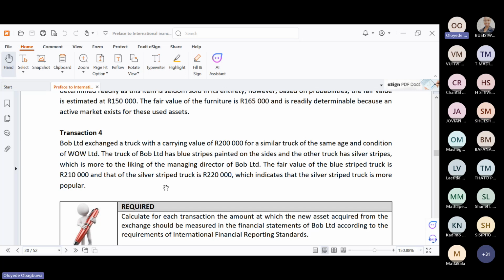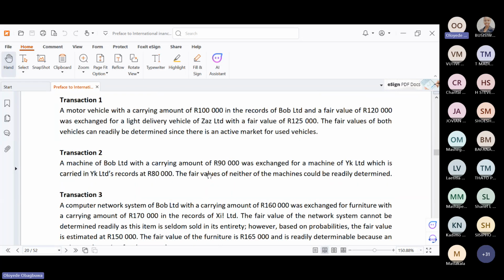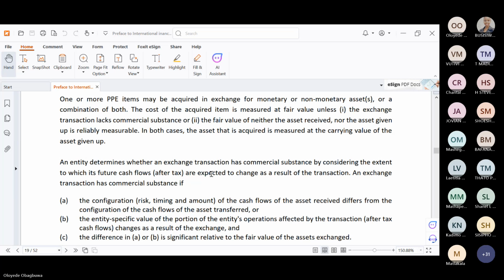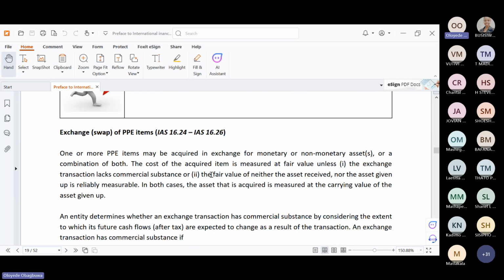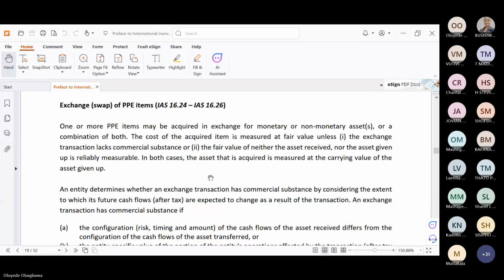What I want us to look at and emphasize is that these trucks are of the same age and they have the same condition. Yes, the stripes, the colors, the sticker you put by the side. One is blue, one is silver. But the same age and the same condition. I think this one is satisfying the condition that it lacks commercial substance. The exchange lacks commercial substance.